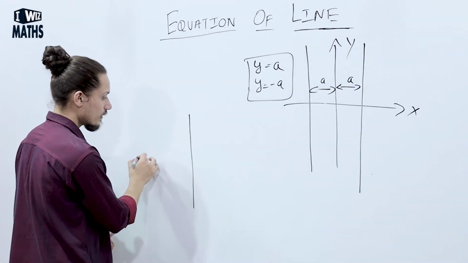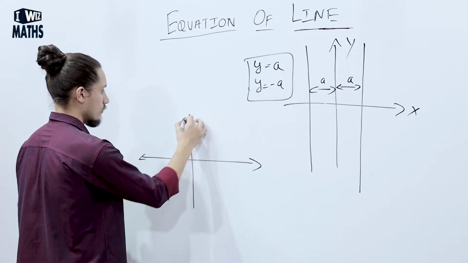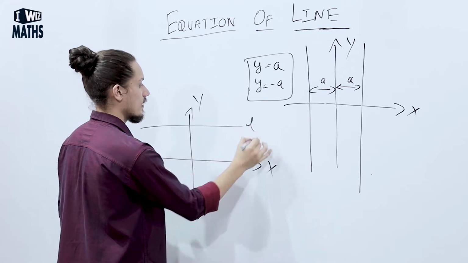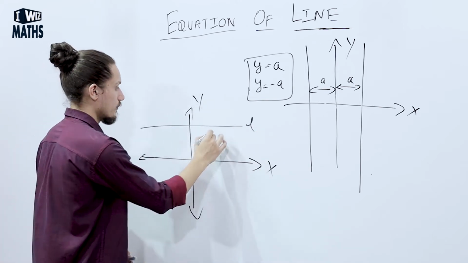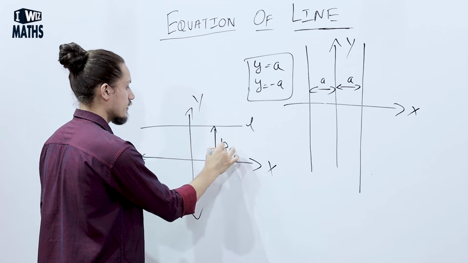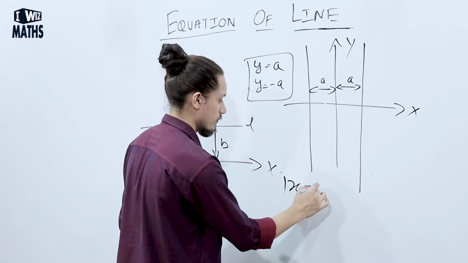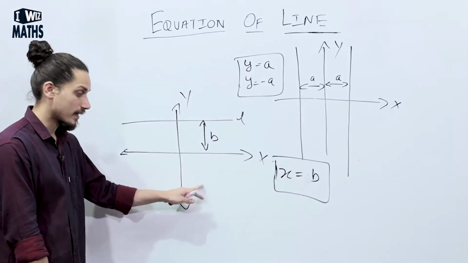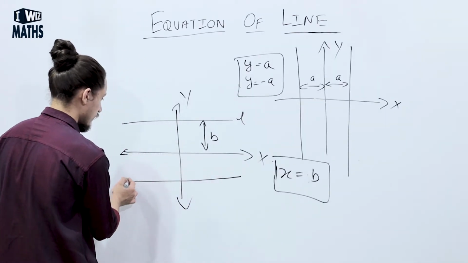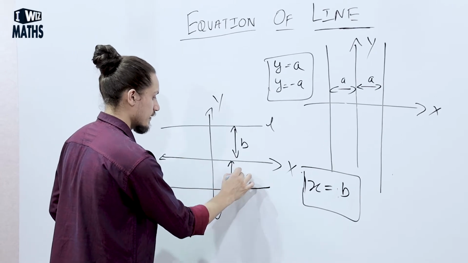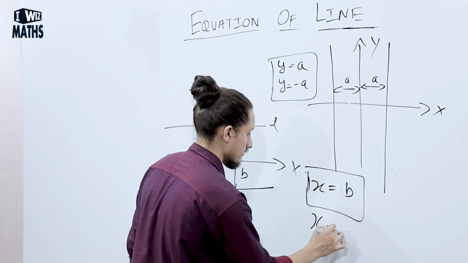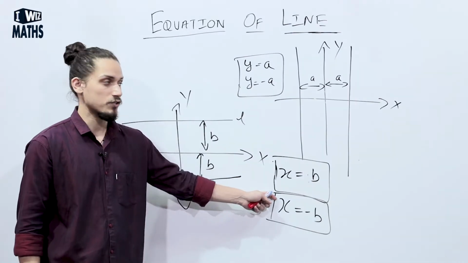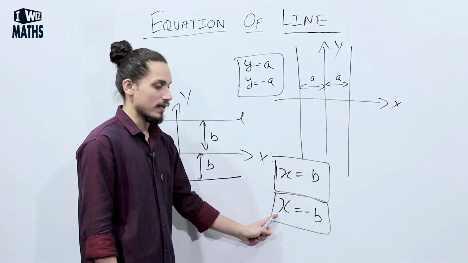Second is, if a line is parallel to x-axis. This is x-axis, this is y-axis, this is line L which is parallel to x-axis. If its distance is b from x-axis, its equation will become x is equal to b. If it lies on the negative side of x-axis, then say its distance is b, its equation will become x is equal to minus b. These are the equations of line which are parallel to y-axis and parallel to x-axis.